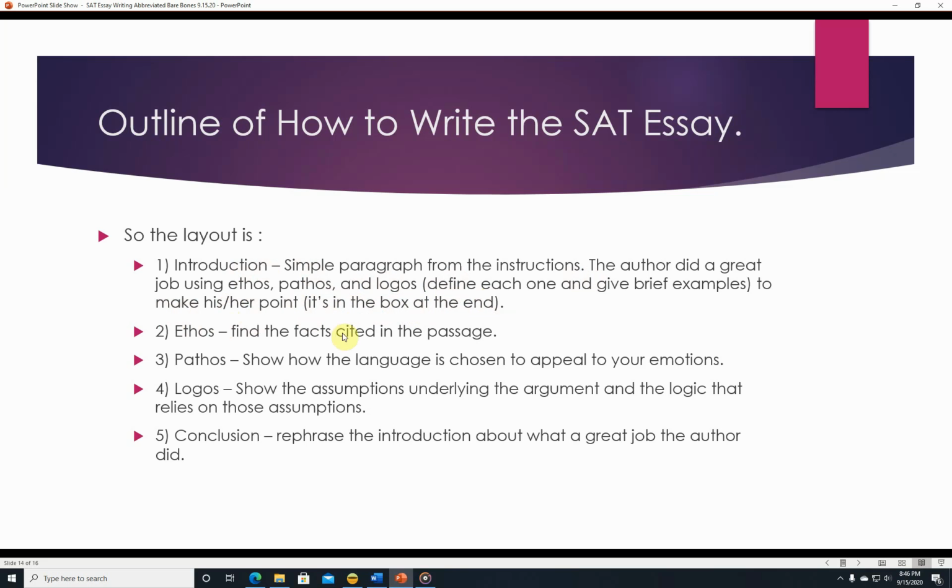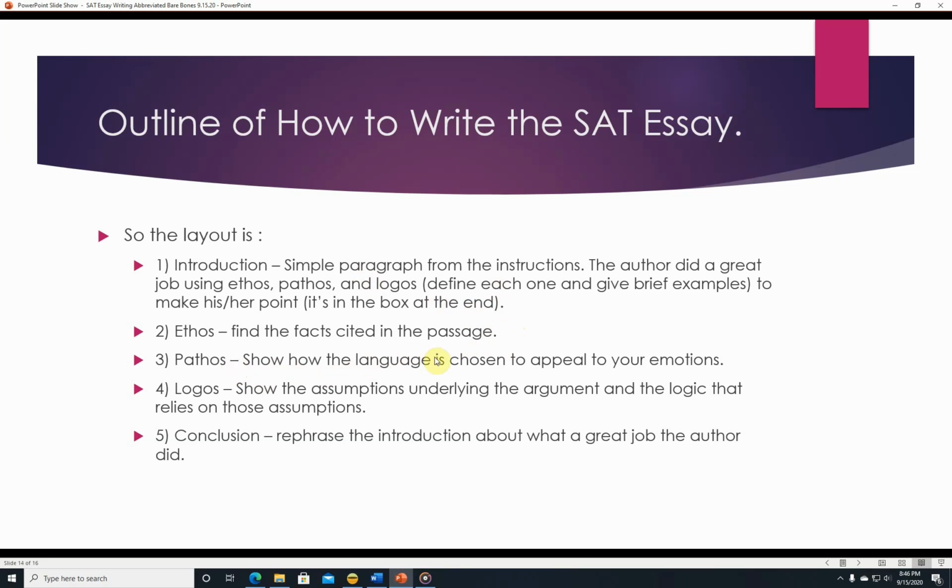Ethos. We want to find the facts cited in the passage. So those are going to be things like factual statistics. Those are going to be quotes from authoritative figures. If you're quoting Einstein on physics, that's ethos. If you're quoting Einstein on what kind of sweater looks the nicest, that's not really ethos, because he's not authoritative on fashion, he's authoritative on physics.